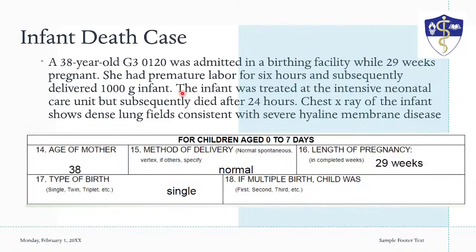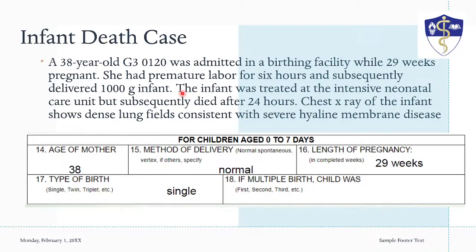Okay, next example: 38-year-old G3P2, so 0120, telling me that the patient already has a previous abortion. Admitted in the birthing facility while 29 weeks pregnant, she had premature labor for 6 hours and subsequently delivered a very low birth weight infant. The infant was treated at the intensive neonatal care unit but subsequently died after 24 hours. So nadala pa sa NICU. Patient is alive, treated in the NICU but died. Chest X-ray of the infant shows dense lung fields consistent with severe hyaline membrane disease.